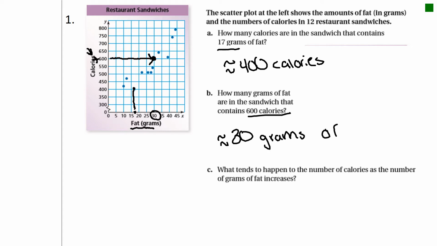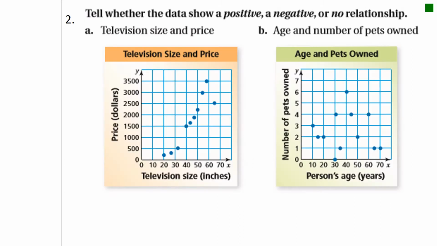grams of fat. Okay, what tends to happen to the number of calories as the number of grams of fat increases? This has that positive relationship. Most of the data points go up consistently. None of them are ever going down that we can see on our points, so this has a positive relationship. What tends to happen? They increase. All right, let's go look at example 2.